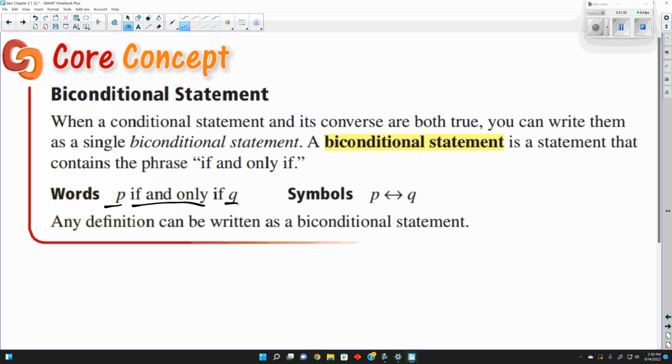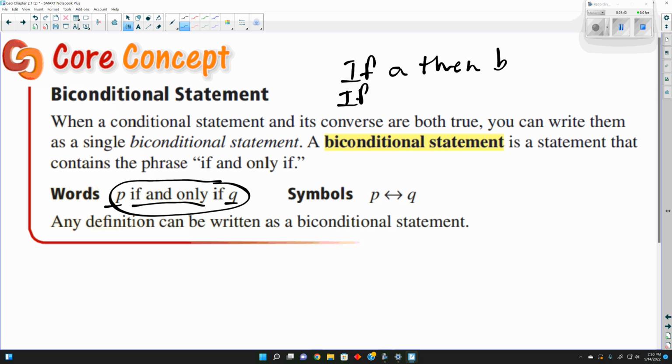The big thing here is the if and only if. So we won't be writing if-then. Because if the conditional statement, if A then B, is true, and if B then A is also true, so it works both ways, and they work every time, then we can write it as a single biconditional statement. That means they imply each other.